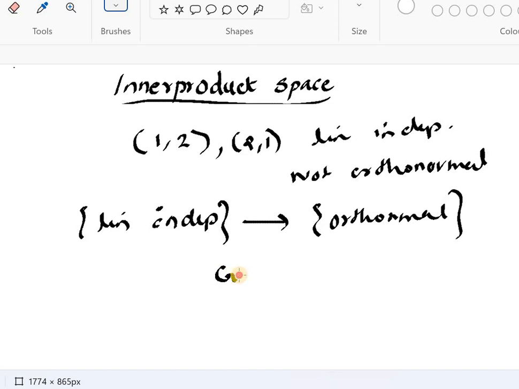And this is done through a process called Gram-Schmidt orthonormalization. And that we'll discuss later.